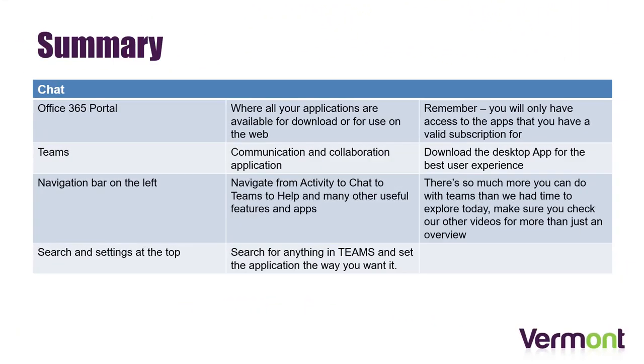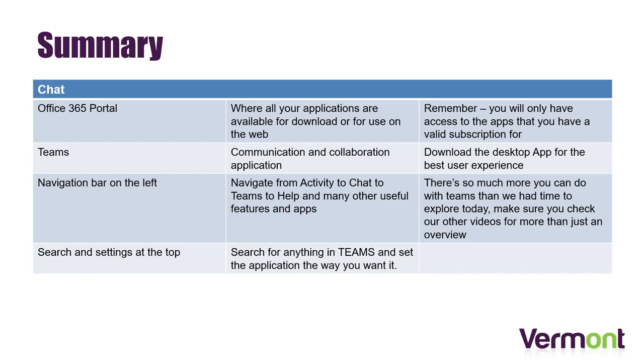Okay, let's summarize. Office 365 Portal is available by going to office.com. This is where all of your applications are available for download, or you can use them through the web browser itself. Remember, you will only see and have access to the applications that you have a valid subscription for. If you think you're missing an app, speak with your IT and ask them to check your subscriptions.